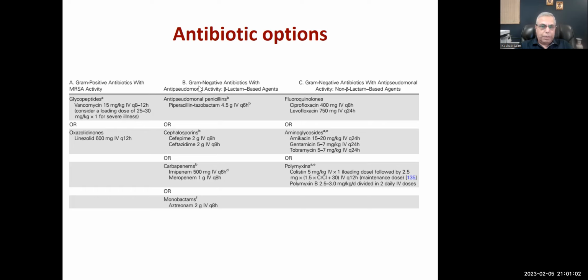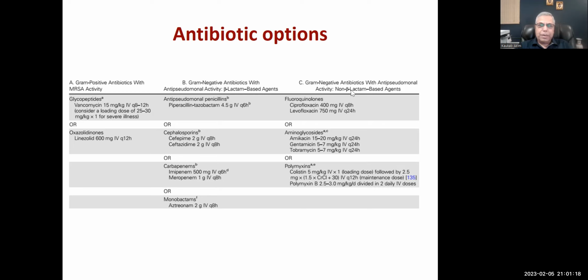We have drugs for gram negative: piperacillin, tazobactam, cephalosporin, cefepime, ceftazidime, carbapenems, and monobactam. Good table, you must know this, okay? So this will be included. I have not written it for reference only.